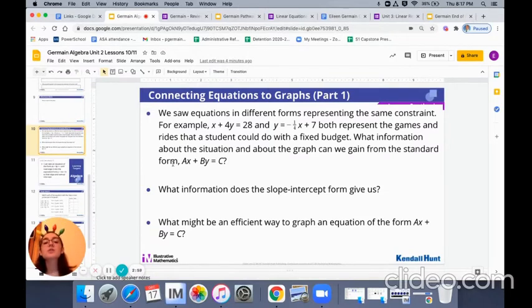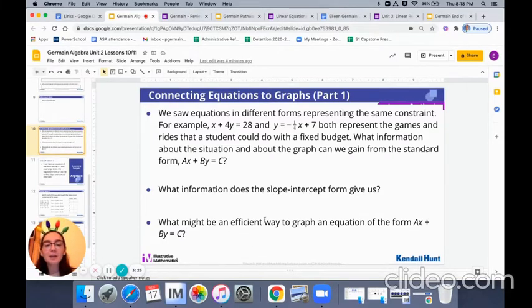What information does the slope-intercept form give us? So the slope-intercept form gives us exactly what it tells us, the slope of our graph. So it talks about the direction and the rise and the run. It also gives us that y-intercept, where it hits our y-axis, which you can use to plot new points. You plot your first point at your y-intercept, then you go up your rise and run of your slope.